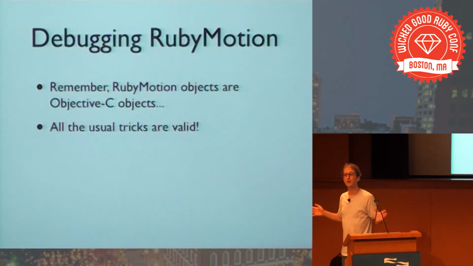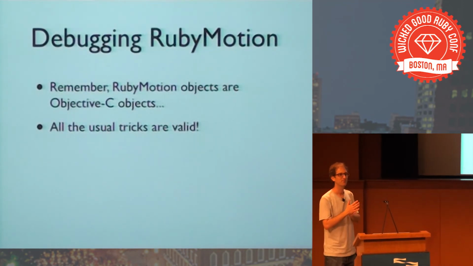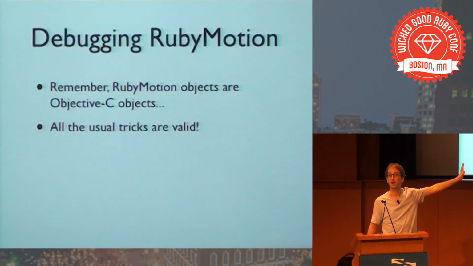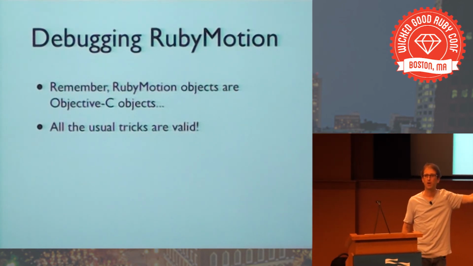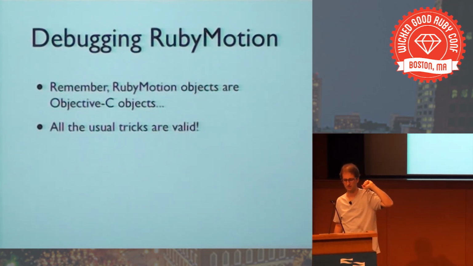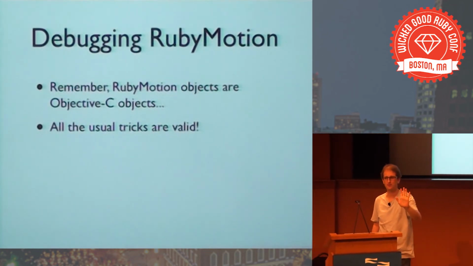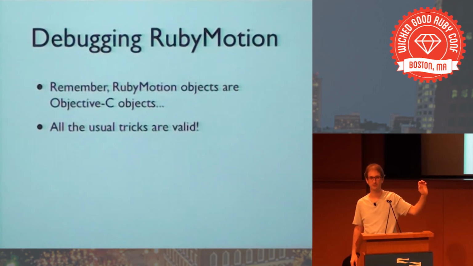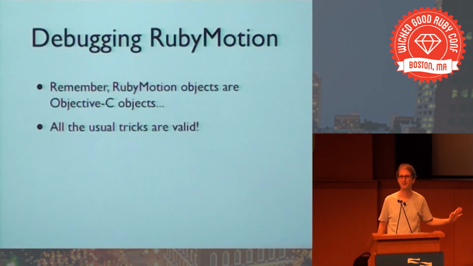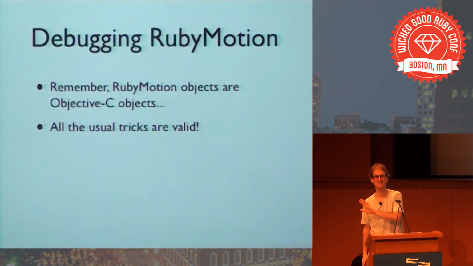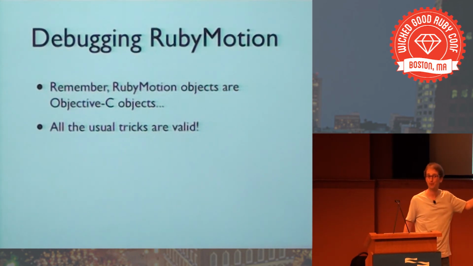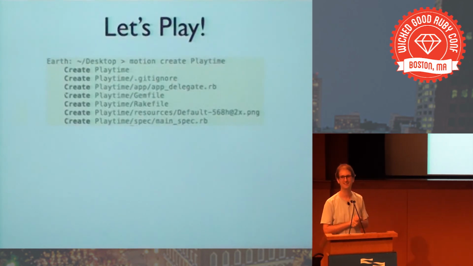So what about when you want to debug RubyMotion? Well, remember, RubyMotion is built on top of the Objective-C runtime. RubyMotion objects are Objective-C objects. So all the tricks that you can use with Objective-C, you can also use with RubyMotion. But it's even better than that, because you have RubyMotion, right? The guys building Objective-C code, they don't have RubyMotion to play around with, so let's play.